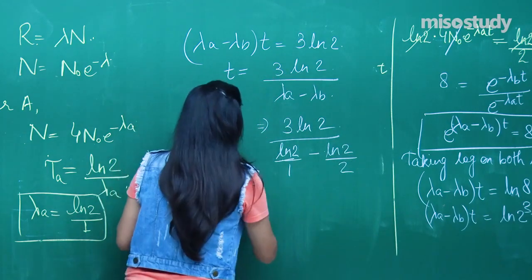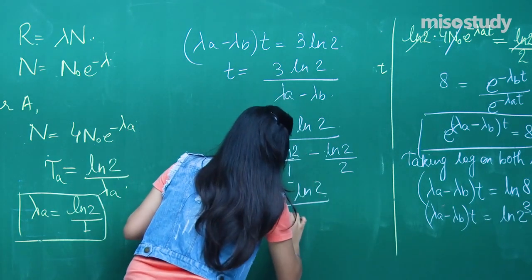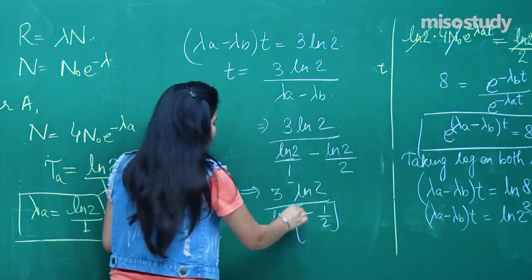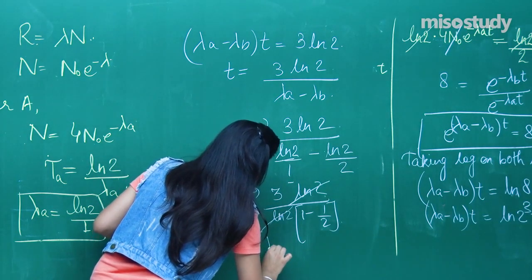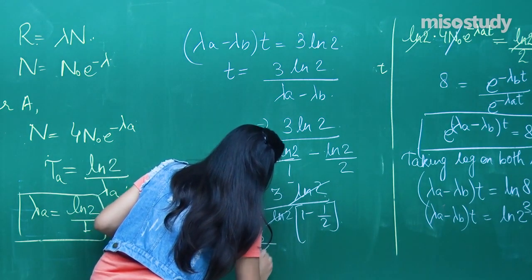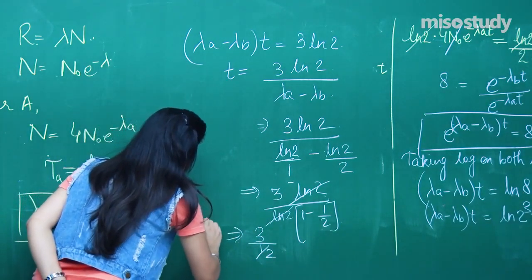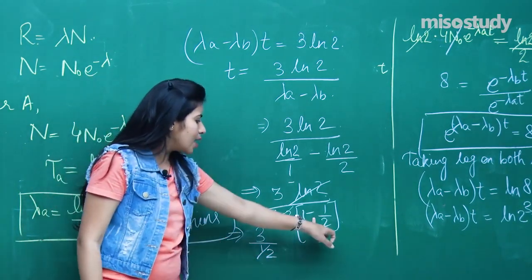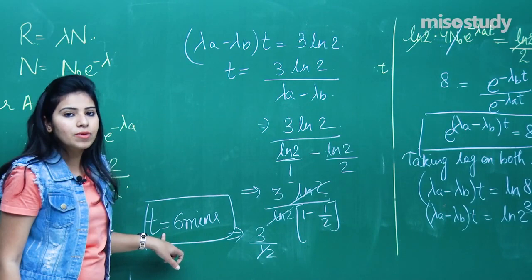Now what you can do from here, you are having 3 log 2, or you can take this log 2 as common and you are having 1 minus 1 by 2. This log 2 and log 2 will be cancelled and you will be having 3 divided by half. You will be having 3 divided by 1 by 2. And if you solve this, you will be having T equals 6 minutes. This must be your answer. 3 divided by 1 minus 1 by 2, that is 1 by 2. So definitely you will be having T equals 6 minutes.